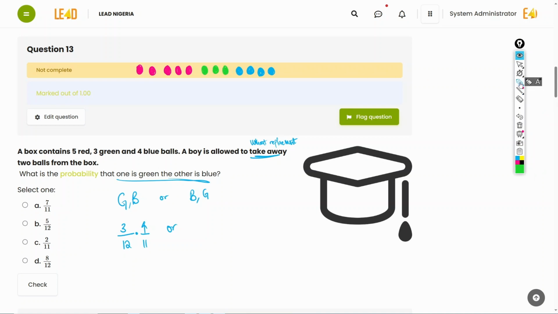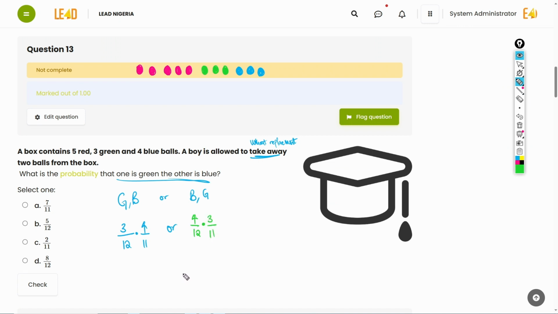Now, probability of taking the blue first would be 4 out of 12. Then probability of taking a green now. So let me take out that blue that we've taken out. Probability of taking a green would now be 3 out of 11.